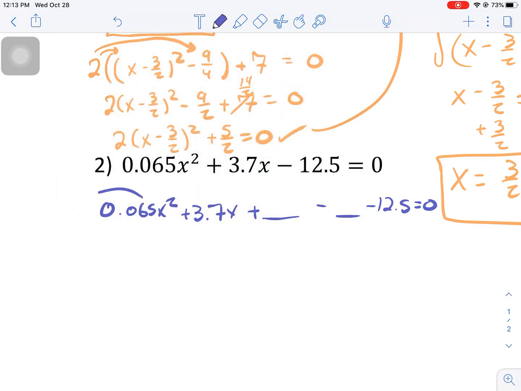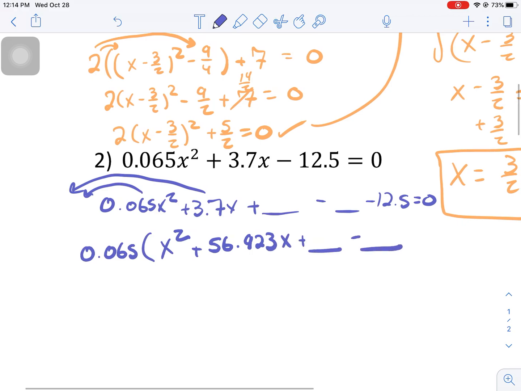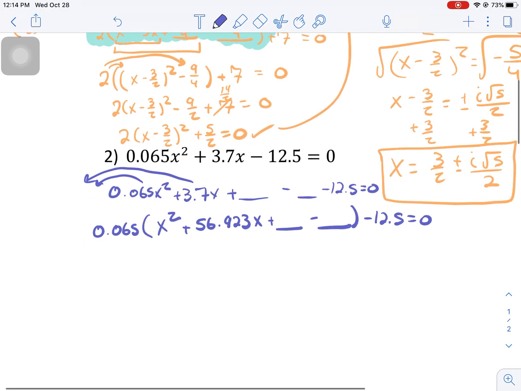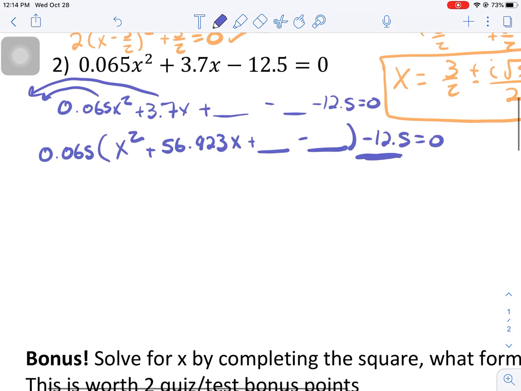So then from here, remember we're going to pull this 0.065 out of both of those things. So 0.065 will move to the front, and it's going to say x squared plus, and then 3.7 divided by 0.065 is plus 56.923x, close the parenthesis, minus 12.5 is equal to 0. Okay, we always close the parenthesis before the c value.